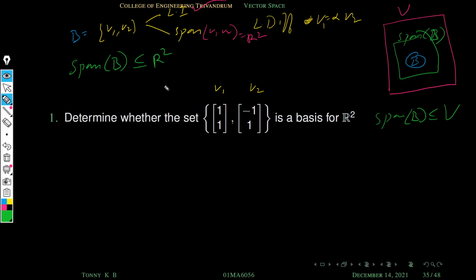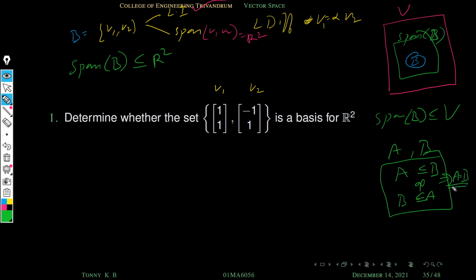That is our common technique. What is our common technique for proving two sets are the same? For example, consider sets A and B. We have to show that these two sets are the same. The common practice is, first, we show that A is a subset of B, and then we show that B is a subset of A. If A and B satisfy these two conditions, then automatically they are the same. A subset of B and B subset of A implies A equals B. Here one side is already trivial: the span of B is a subset of R square. So next we have to check the reverse part. So we have to check which condition.